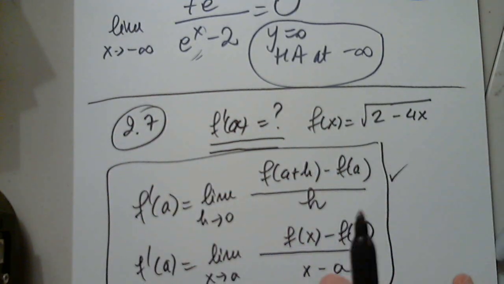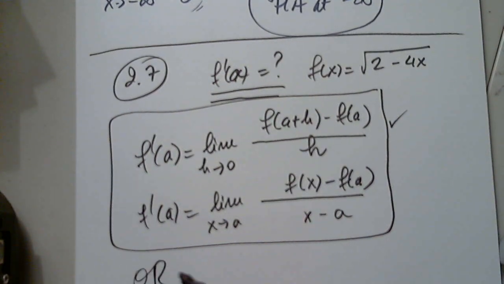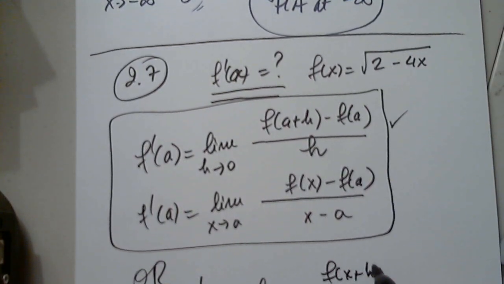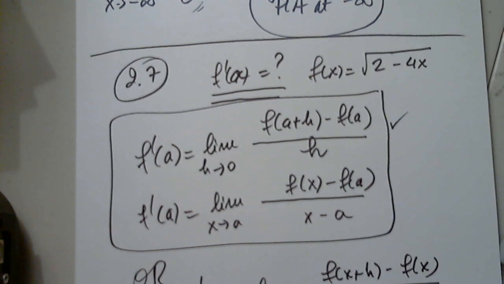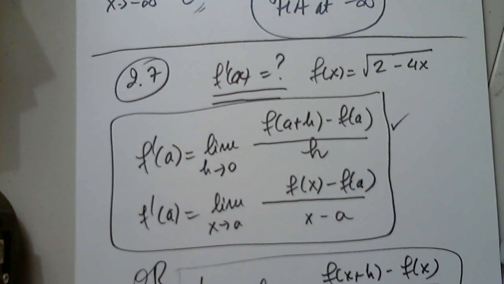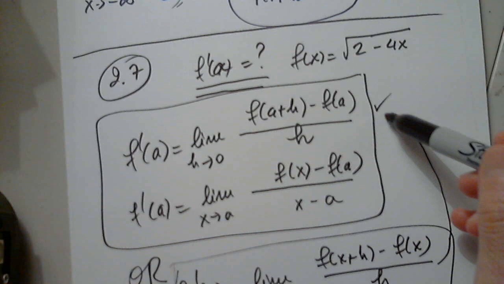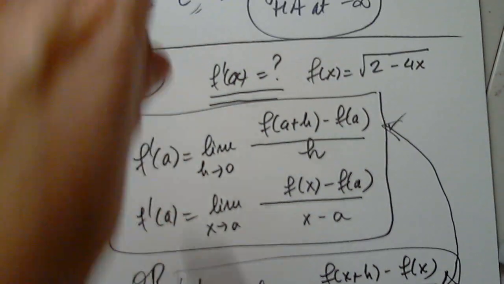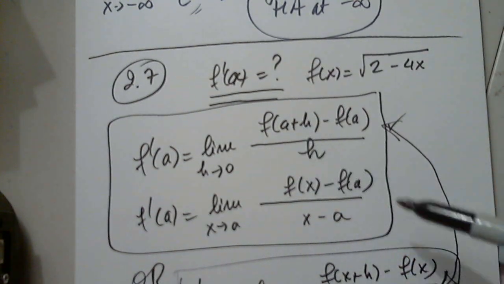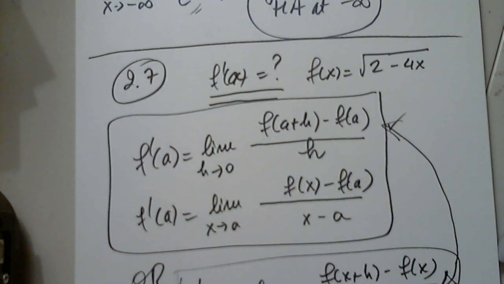You choose. Or you choose the other definition, limit as h approaches 0 from f of x plus h minus f of x divided by h. And then at the very end, you replace x by a. Notice that these two are identical. Instead of x, I have a. Everything else is the same. So you choose. Choose any of these.